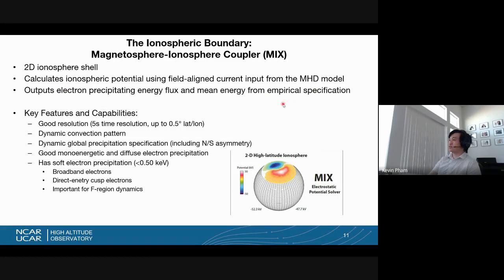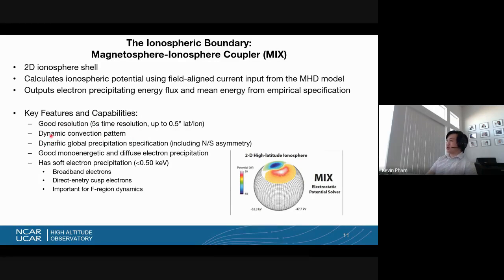using an empirical specification, it can calculate the precipitating energy flux and mean energy, which is very important for the ionosphere and thermosphere. The resolution for this one is pretty good. It can go up to about half a degree in latitude and longitude. And it gives us about 5-second time resolution, which is a lot finer time resolution than a lot of the ionosphere thermosphere models.